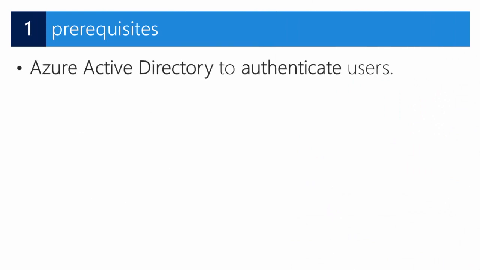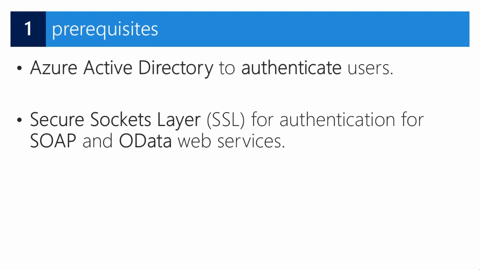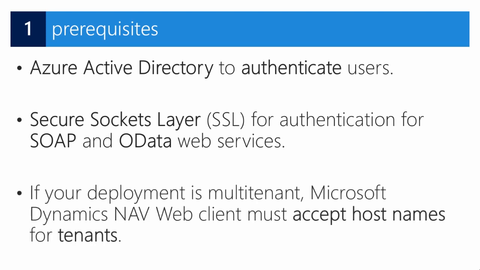So in the first step, we need to make sure that our deployment meets the following prerequisites. You need to use Azure Active Directory to authenticate users. We need SSL, or Secure Sockets Layer, for authentication for SOAP and OData web services. And if your deployment is multi-tenant, the Dynamics NAV web client must accept host names for tenants.